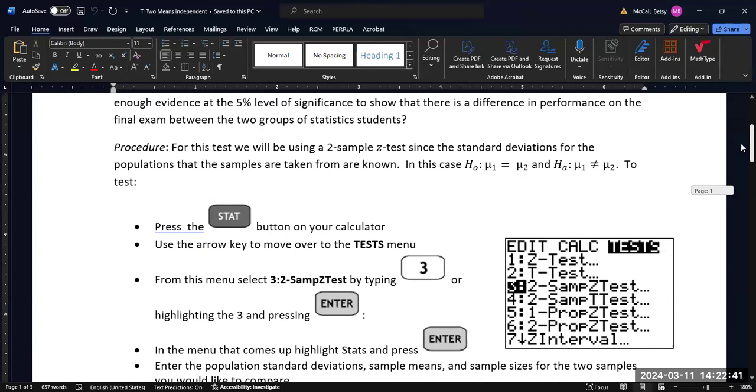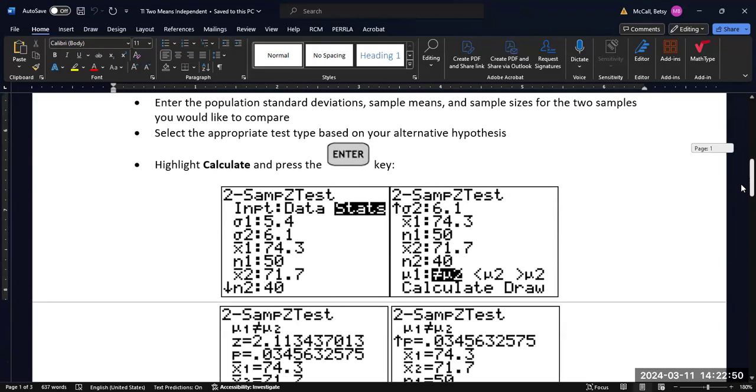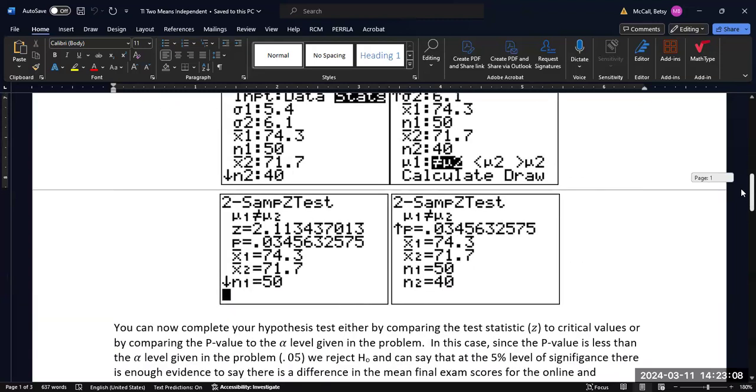Now, if we go back to the question, it wants to know if there is a difference in performance. So a difference in performance just means we don't care whether one group is larger or smaller. We just want to know, is it different? So that would be a not equals to scenario. And then when you scroll down and select calculate, it will generate the following screen.